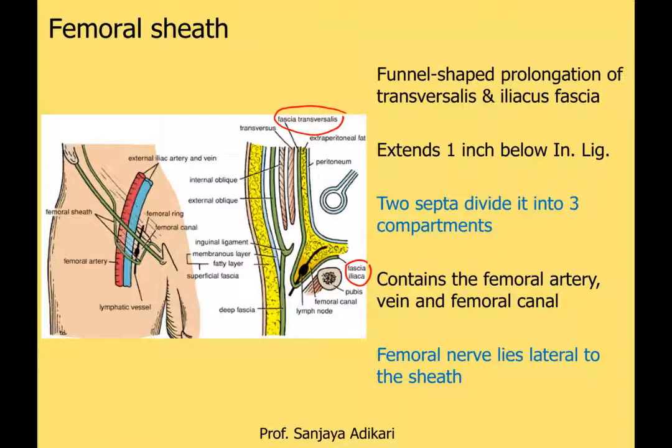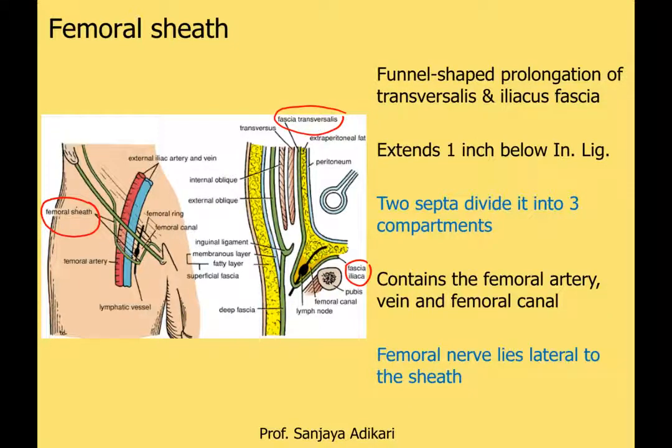So these fascial layers continue when the femoral vessels enter the thigh under the inguinal ligament. Transversalis fascia and iliacus fascia get dragged into the proximal end of the thigh, a few finger breadths below the inguinal ligament, forming what is called the femoral sheath. It is like the axillary sheath in the upper limb. The axillary sheath is formed by the prolongation of the prevertebral fascia, if you remember it correctly.